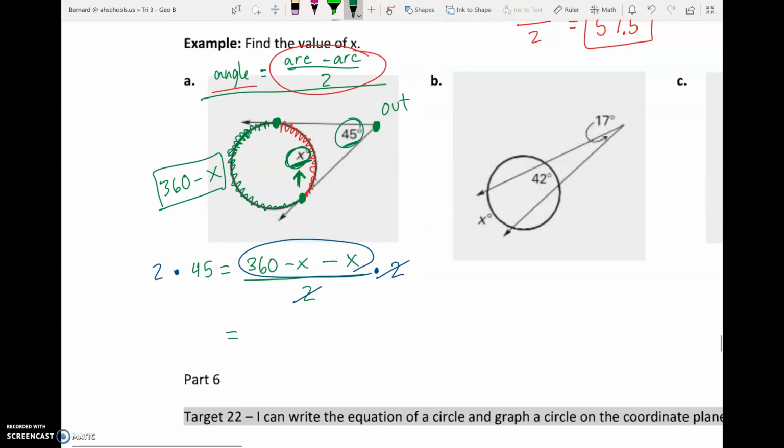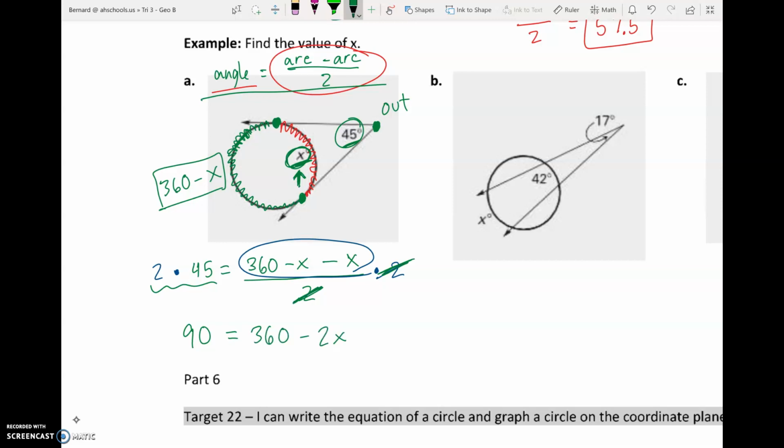But let's do the left side, because 2 times 45 is just 90, right? And so again, on our right side, the 2's canceled each other, and so it leaves us with what's on top. But let's combine our like terms. 360 minus 1x minus 1 more x is going to be 360 minus 2x.